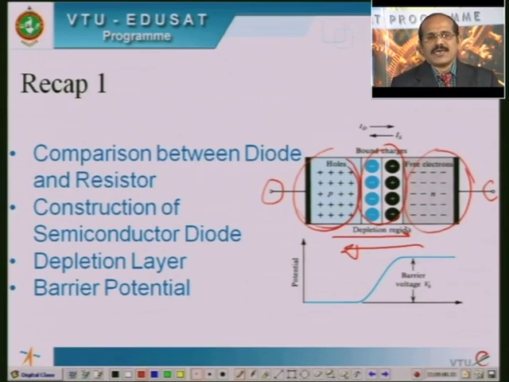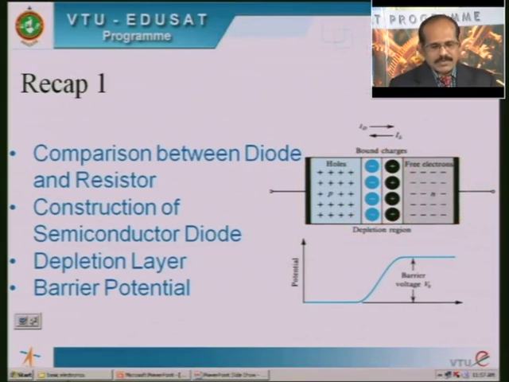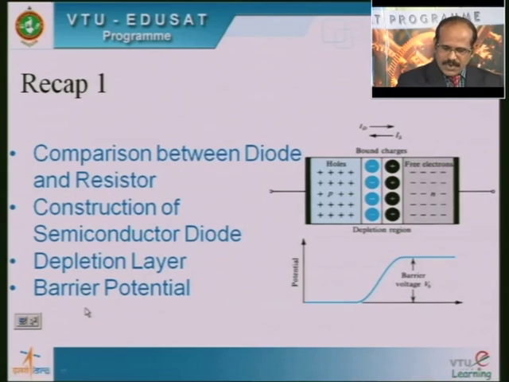This region is also called the emptied region or depleted region, because it is depleted of the mobile charge carriers. So here you can see the barrier potential, the barrier voltage, corresponding to the particular depletion region.